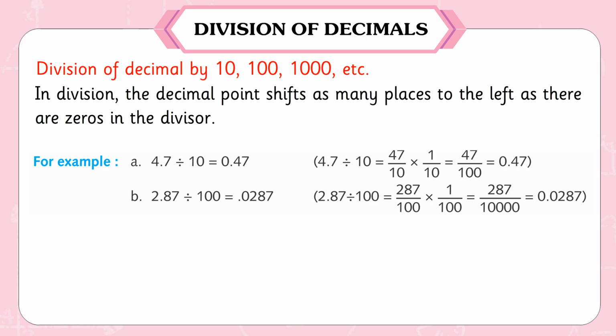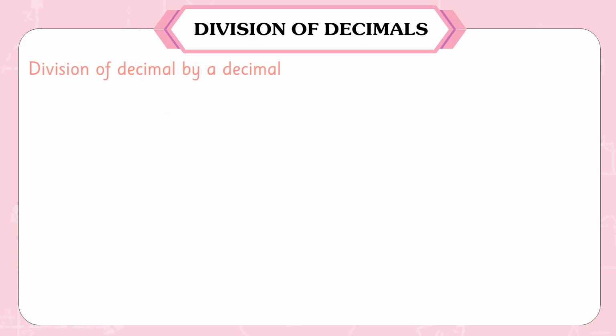(b) 2.87 divided by 100 is equal to 0.0287. 2.87 divided by 100 is equal to 287 upon 100 into 1 upon 100 is equal to 287 upon 10,000 is equal to 0.0287. Division of decimal by a decimal.